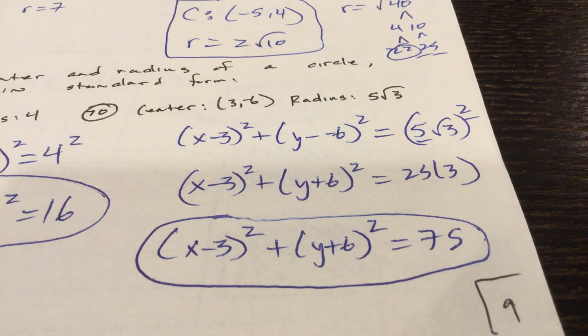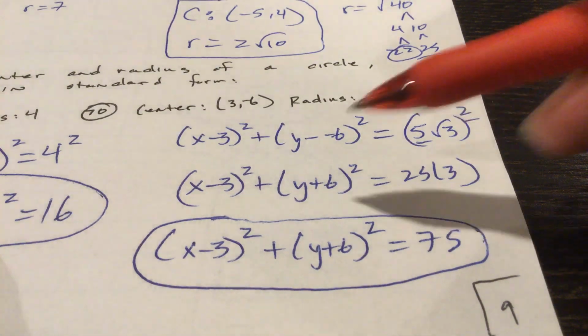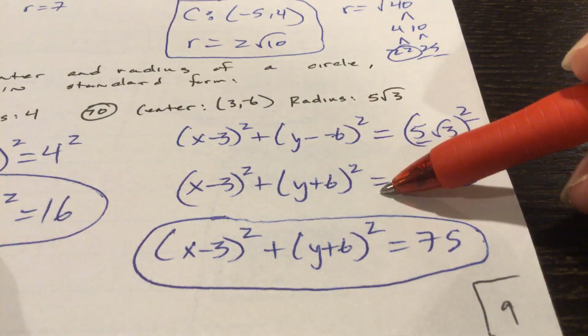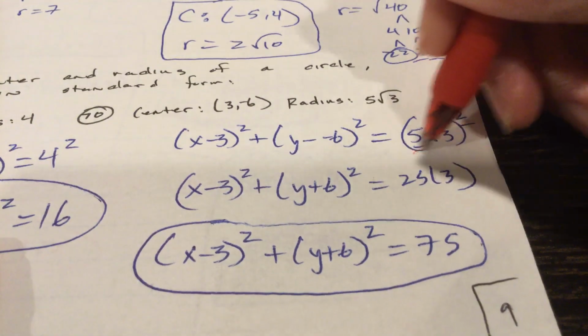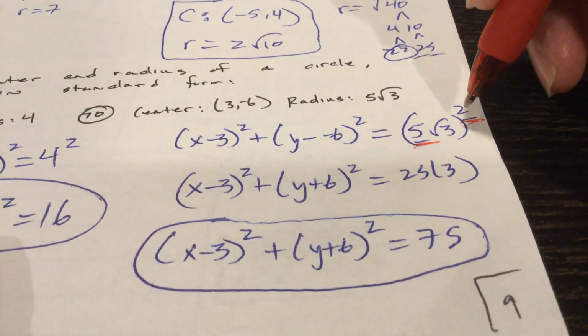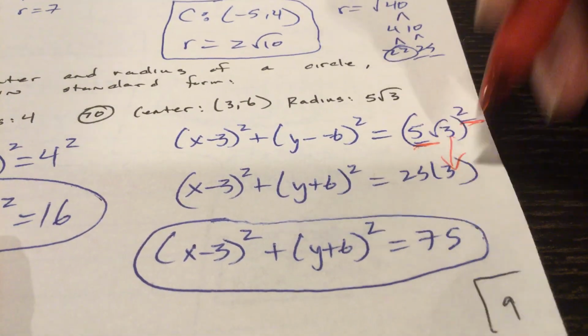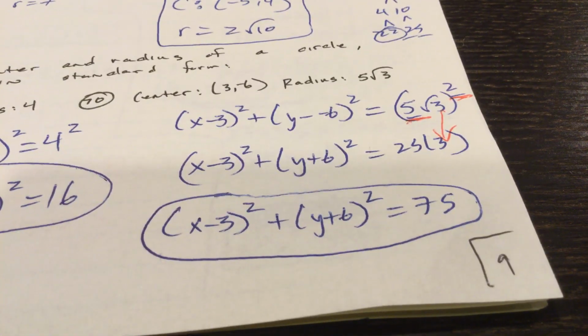Center of (3, -6), radius of 5√3. It's going to be (x - 3)² + (y - (-6))² = (5√3)². So (x - 3)² + (y + 6)² = you're going to square 5, get 25. When you square a square root, you get 3. That's 75.